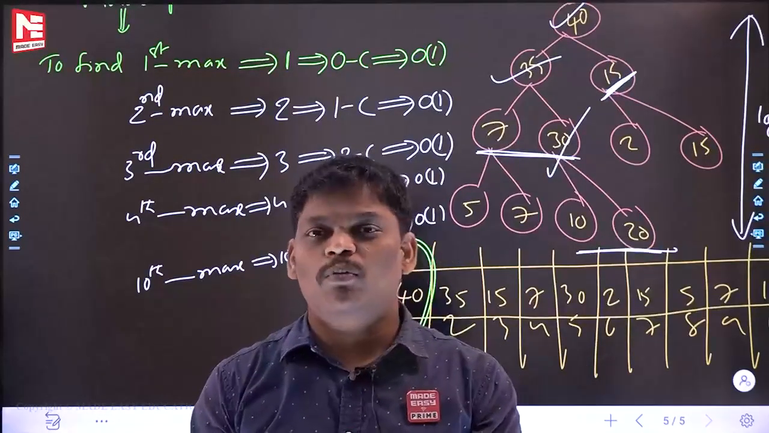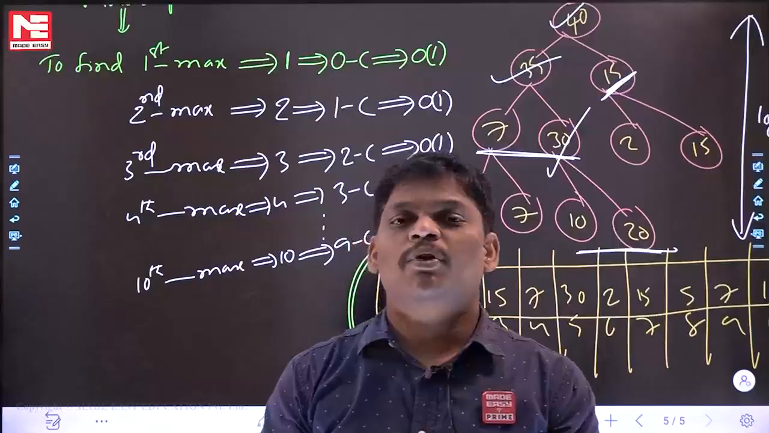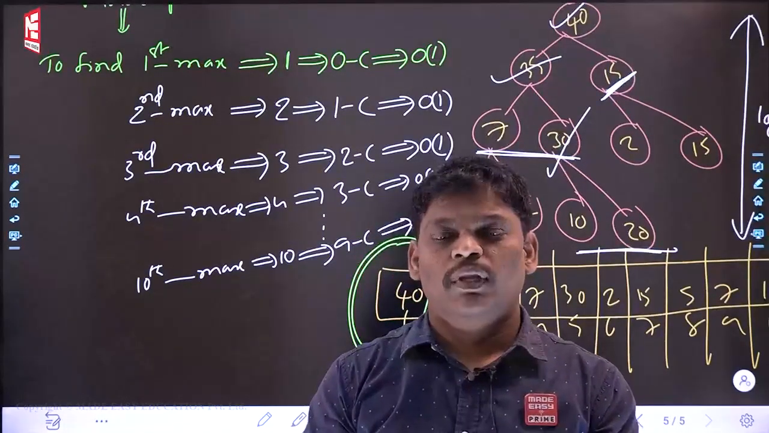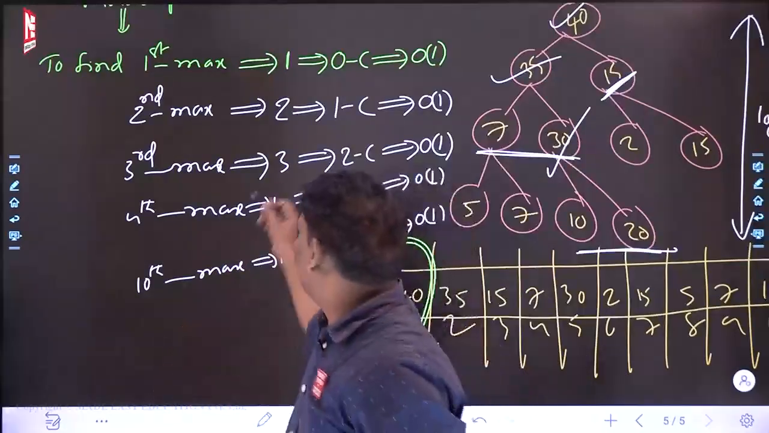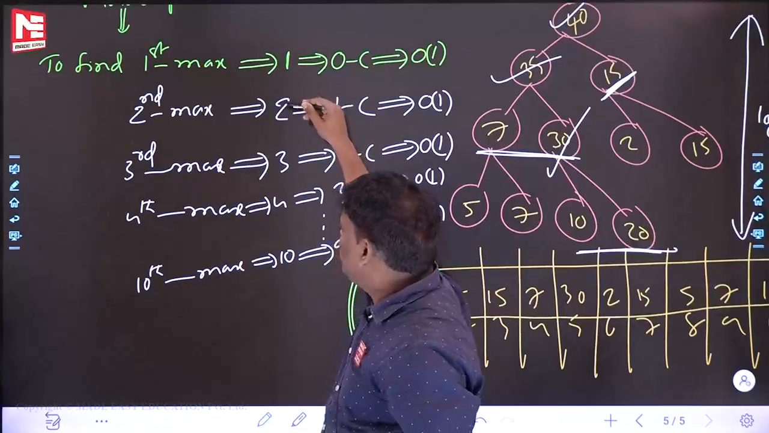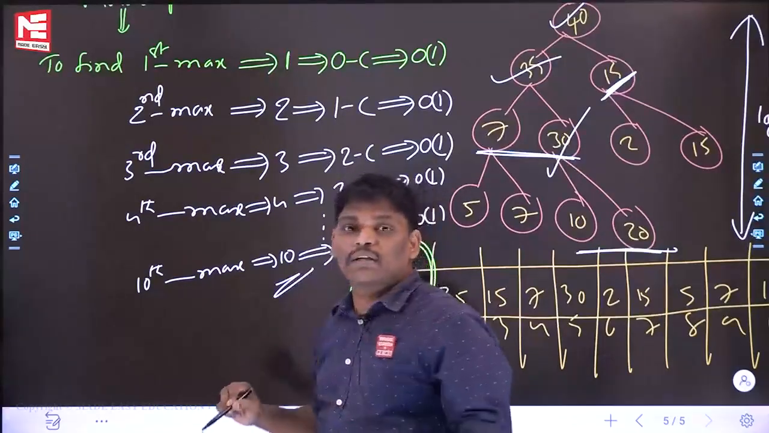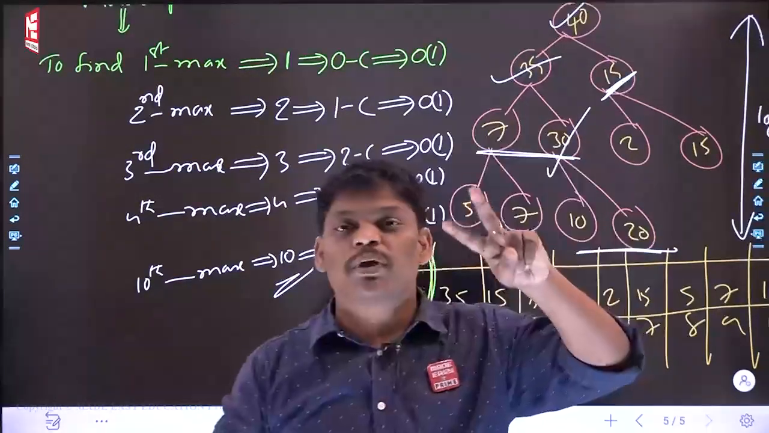Listen, this will trouble you if you don't listen. Can you help me? For the 10th maximum, how many people are fighting? 10 people. For the first maximum, 1 person is fighting. For the second maximum, 2 people. For the third maximum, 3 people. For the 10th maximum, 10 people are fighting.